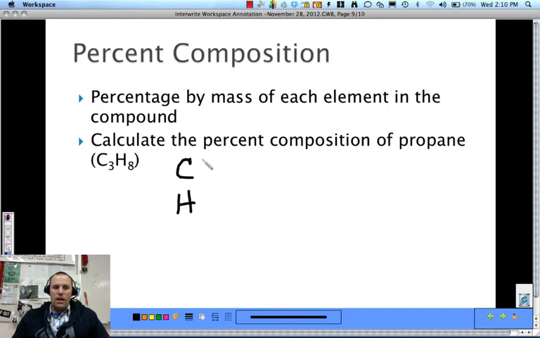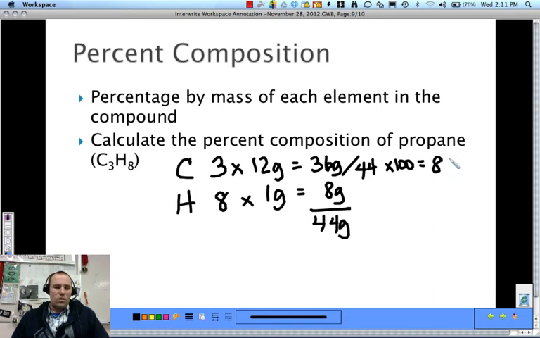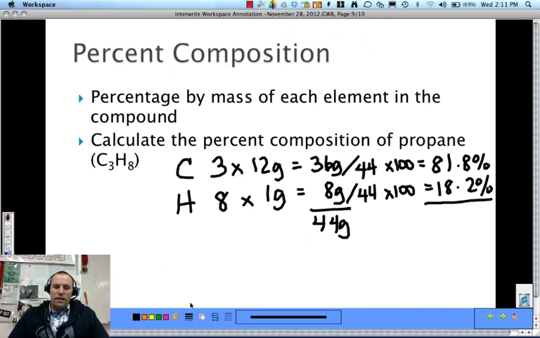We have carbon and we have hydrogen. 3 carbons are worth 12 grams each from the periodic table. That's 36 grams. Hydrogen, there are 8 of them, 1 gram each. That's 8 grams for a total of 44 grams. We're going to divide by 44 and multiply by 100 to get it into a percentage. 36 divided by 44 is 81.8%. And so that must mean then that the rest, divide this by 44 times 100, you get 18.2%. Okay, so in order to write our final answer, we got to identify what is what. So it's 81.8% carbon and it's 18.2% hydrogen.